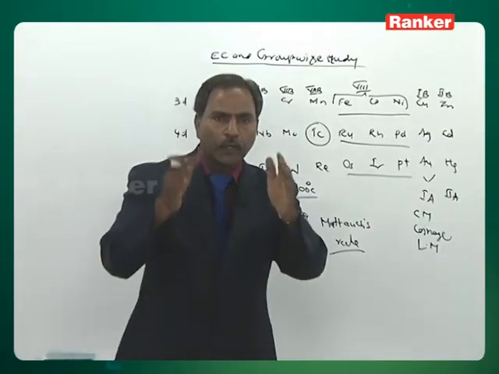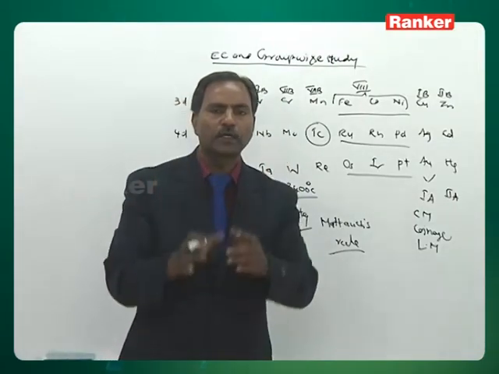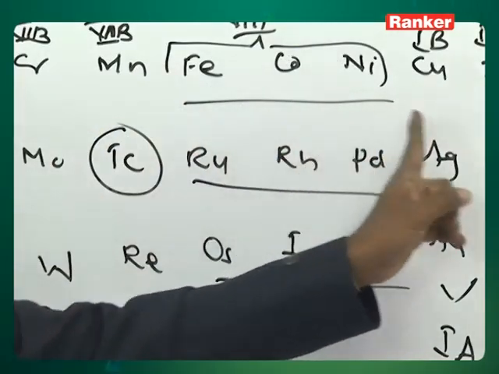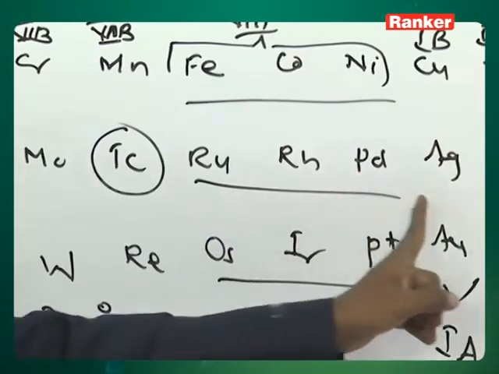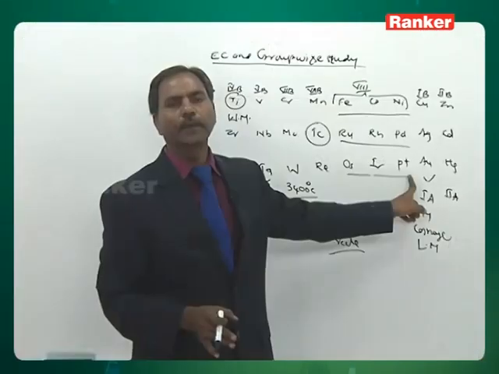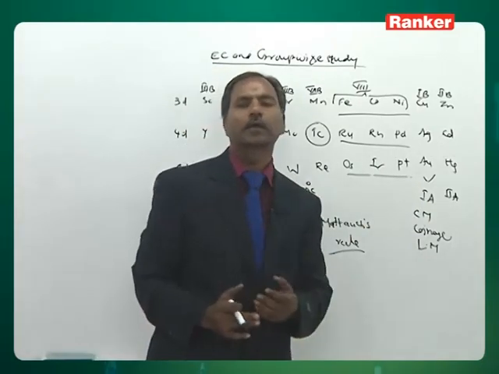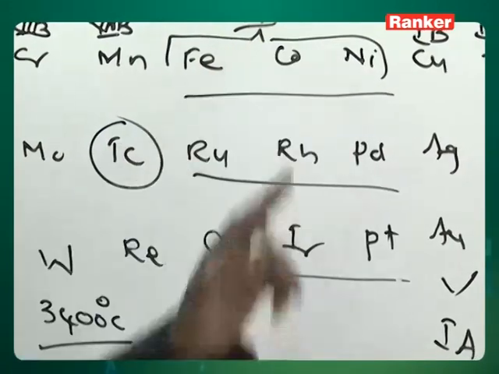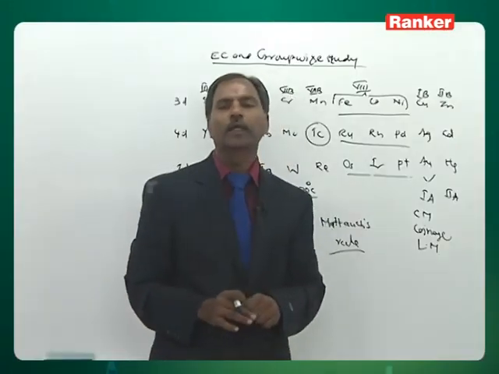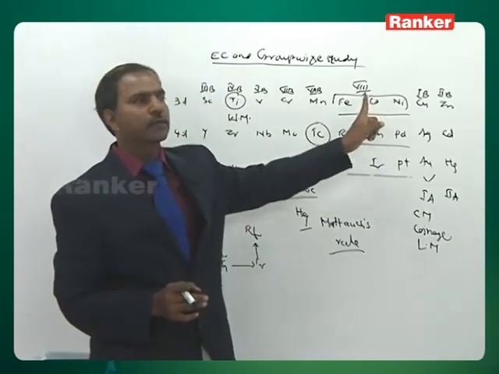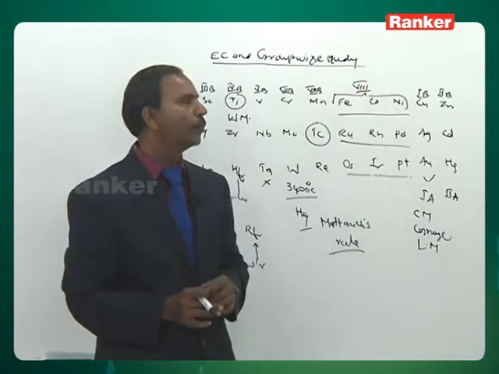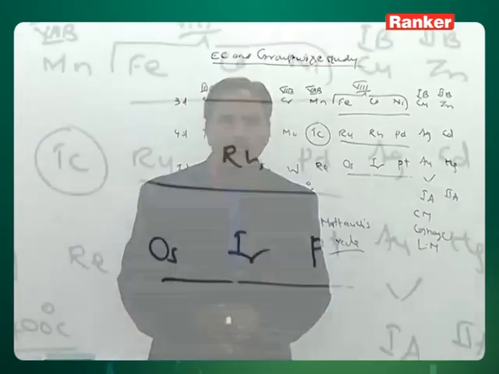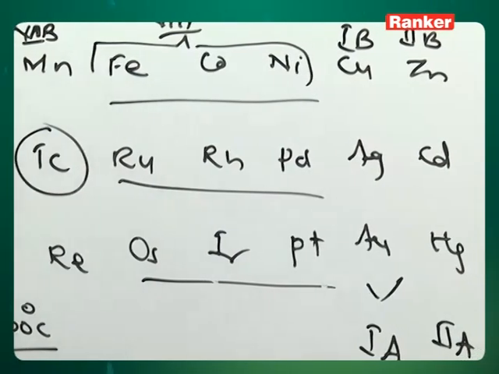Generally, a vertical group of elements is similar. But in this case, you observe much more horizontal similarity. Iron, cobalt, nickel are similar. Ruthenium, rhodium, palladium are similar. And osmium, iridium, platinum are similar. Because of this horizontal similarity, these elements are kept under a single group. This group is called the 8th group, or transition triads. This is about the group-wise study of d block elements.